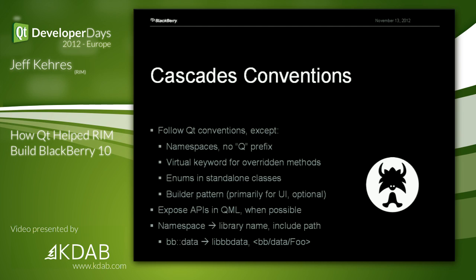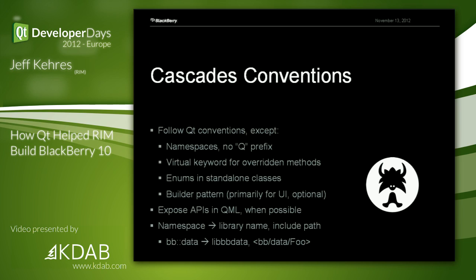And we use the builder pattern in a few places. This is primarily for UI construction in C++, but it is optional. You can still use kind of a property-based API if you choose to. We also want to expose as many of our APIs to QML as possible. We recognize that we want to give people choice, and if someone wants to have more of their UI logic in QML, power to you. So whenever possible, we've tried to expose APIs to QML.